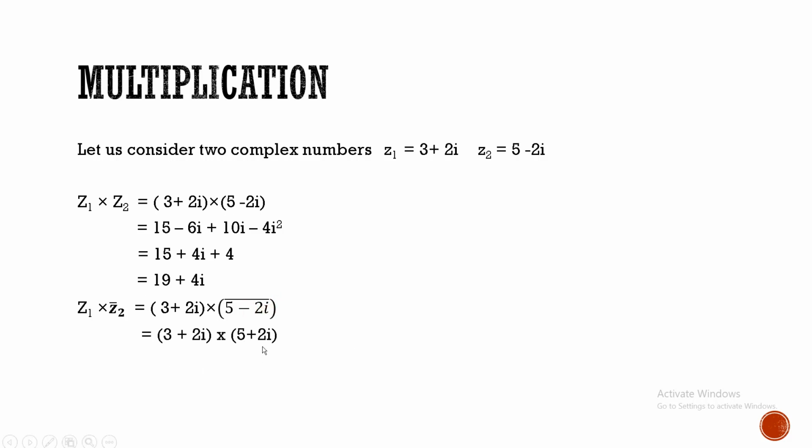Now let us multiply these two complex numbers, that is 3 into 5, 15, then 3 into 2i, 6i, plus 2i into 5, plus 10i, and plus 2i into plus 2i, 4i square. The same way, 15 plus 16i and 4i square, that becomes minus 4, and the simplified answer is 11 plus 16i. So this is very simple, and I hope you know how to multiply two complex numbers.